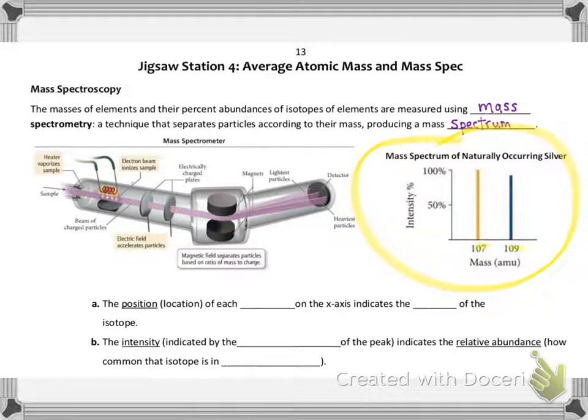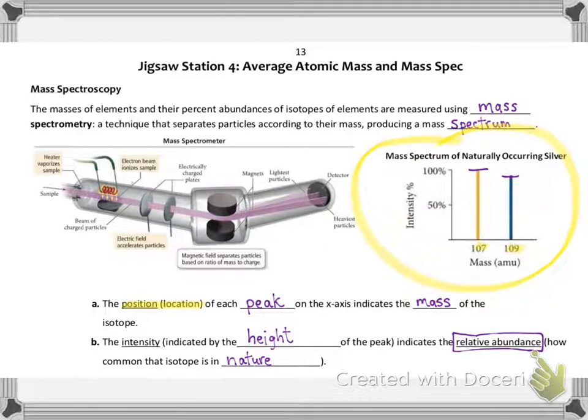The location of those peaks is what tells you the mass of that given isotope. The intensity of the peak, which is pretty much the height of the peak, tells you the relative abundance. The higher the percent abundance, the more common that isotope is in nature.